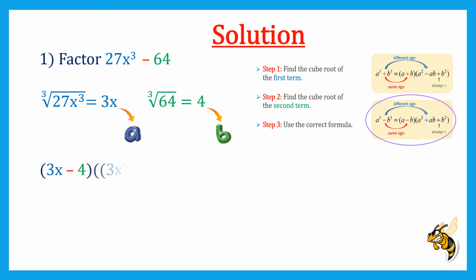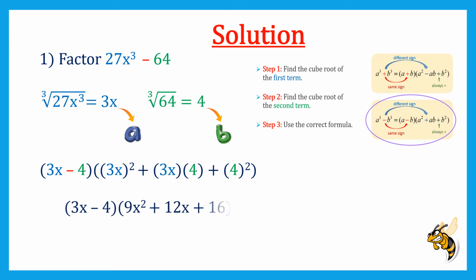So it's going to be 3x minus 4, open parentheses 3x squared plus 3x times 4 plus 4 squared. So we end up with 3x minus 4, and 3 times 3 is 9, x times x is x squared, plus 3x times 4 is 12x, plus 4 times 4 is 16.